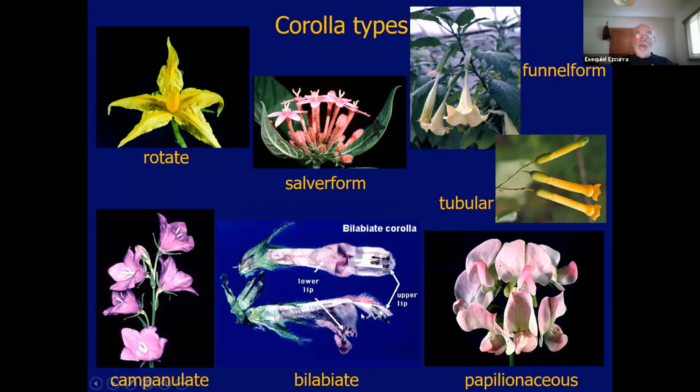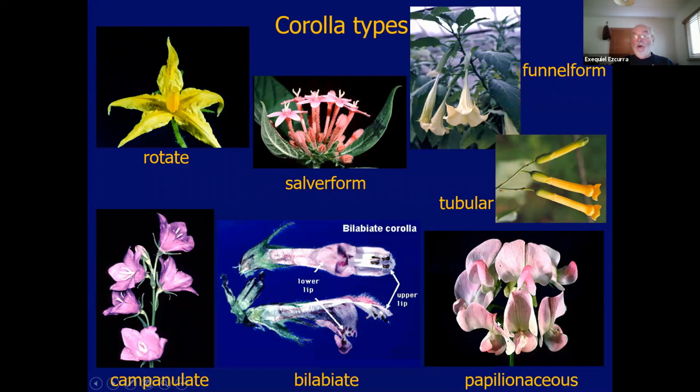Bilabiate corollas, you can see it here in the lower image, have an upper lip, a lower lip, and the sexual parts run immediately below the upper lip. So when the insect lands in the lower lip, the whole thing will bend and hit the insect with the stigma first and the pollen later.